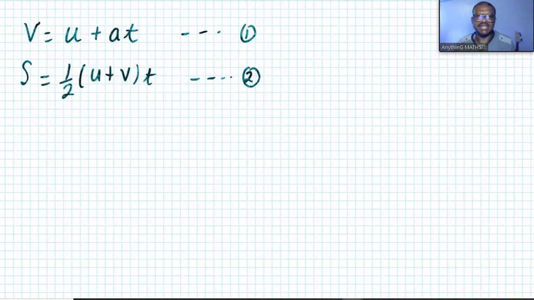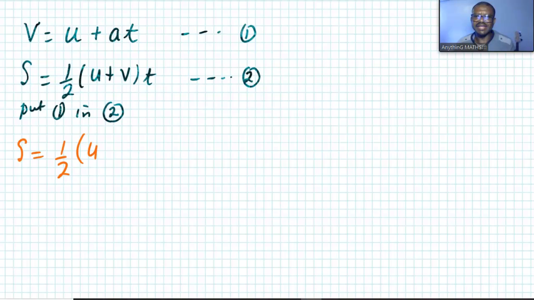Now we have the two basic equations. What we want to do now is to express the distance or the displacement in terms of initial velocity and time. That will mean we substitute 1 in 2. We can put equation 1 in 2. That's exactly what we're going to do. And so we're going to have S equal to half U, but instead of V, we're going to write U plus AT, times T.